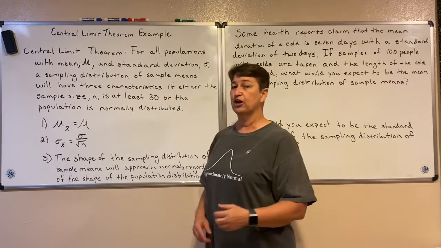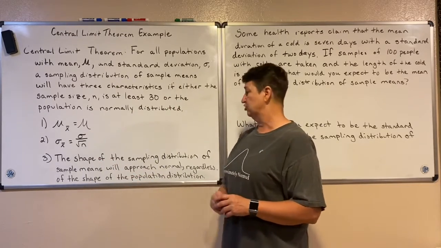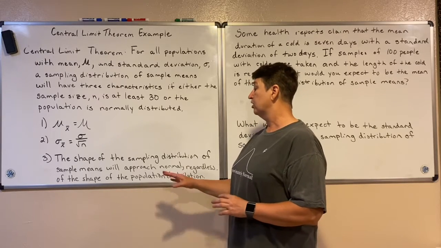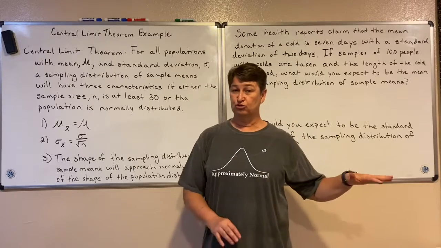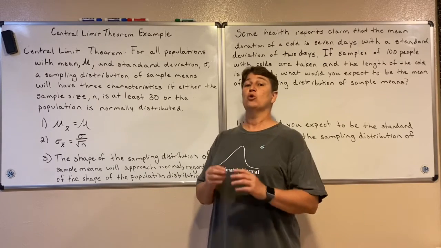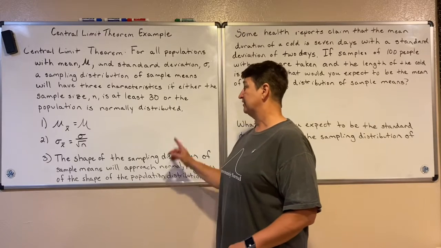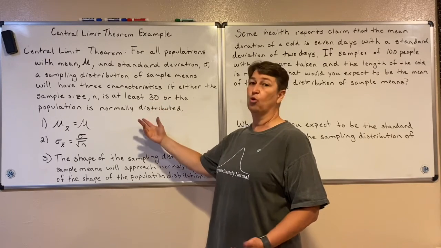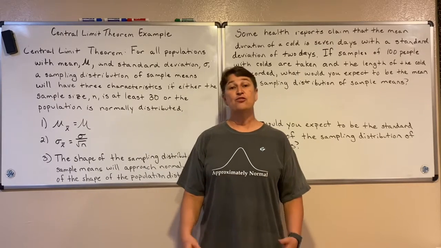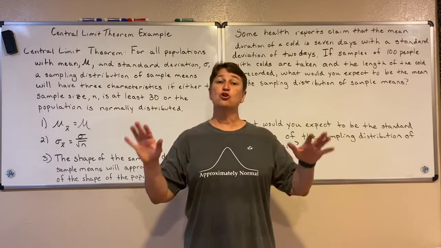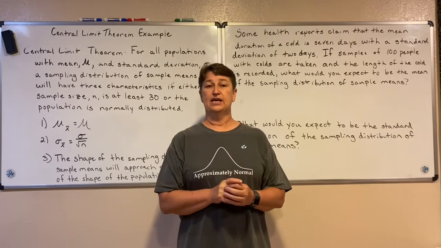And then the third characteristic is the shape of that new distribution, that sampling distribution of sample means, will approach normal. No matter the shape of that original distribution, it will approach normal, as long as my sample size is at least 30, or if my population is normally distributed to begin with. And then the larger the sample size, the closer to normal that sampling distribution is.